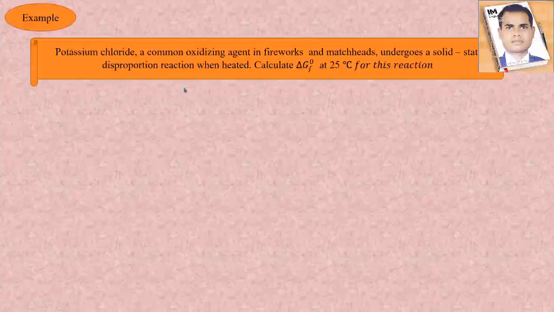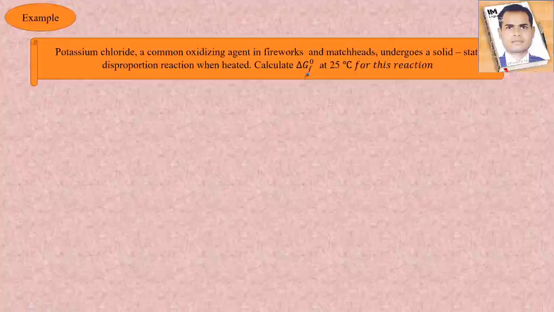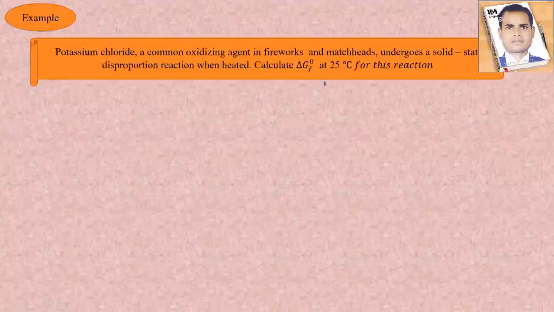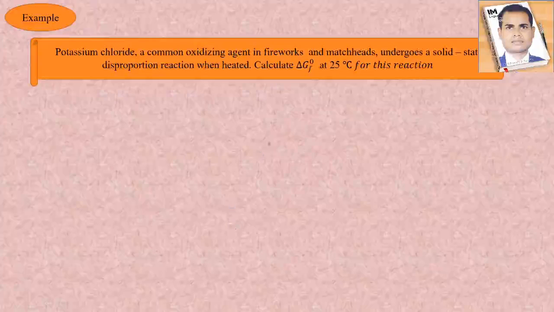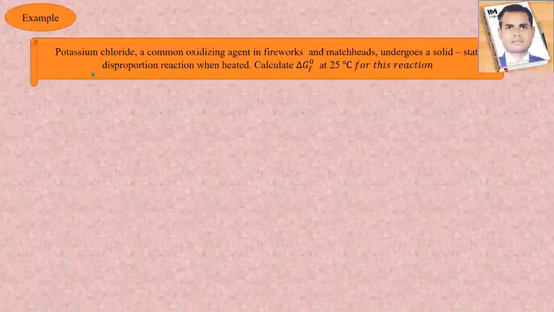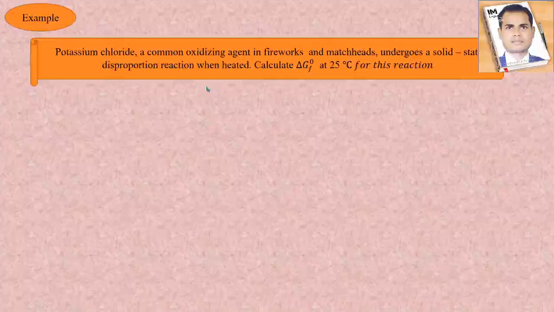So, the disproportionation reaction when reheated: calculate delta G0F at 25 degrees Celsius for this reaction. Again we have to calculate delta G0F. In this kind of reaction, we have to form potassium chloride, that is the molecular formula KCl, a common oxidizing agent in fireworks.